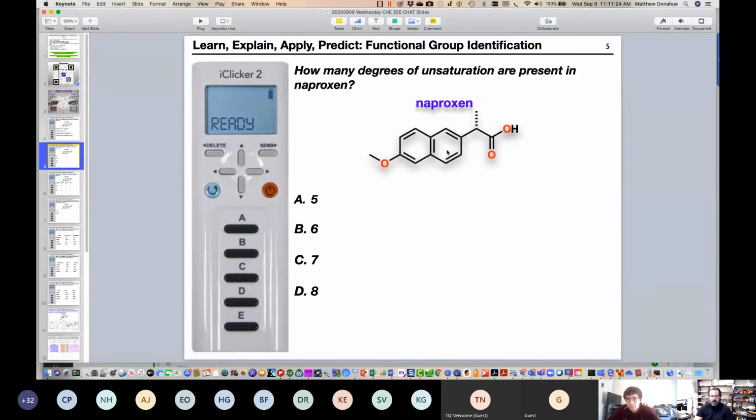So I think the correct answer is 8 for degrees of unsaturation. So there's two rings, right? So there has to be 6 pi bonds. So we have 1, 2, 3, 4, 5, 6. So those are the pi bonds. Then we have 7, 8, 2 rings, so 8 degrees of unsaturation.